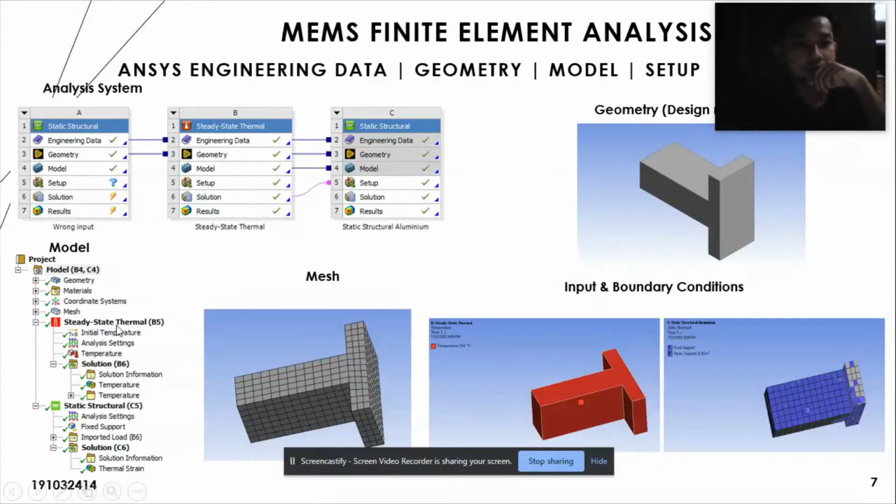So steady state thermal has temperature as the input, and static structural has the thermal strain as the output. So this is the mesh. For the temperature, we have 250 degrees Celsius. So this is the boundary condition. We have A as the fixed support, B as the elastic support.